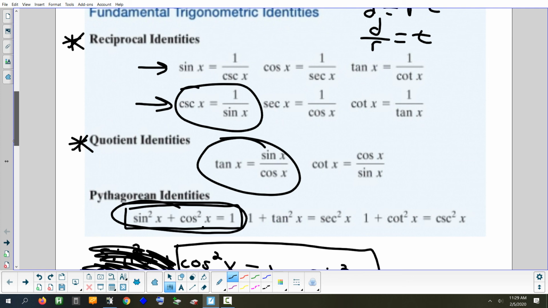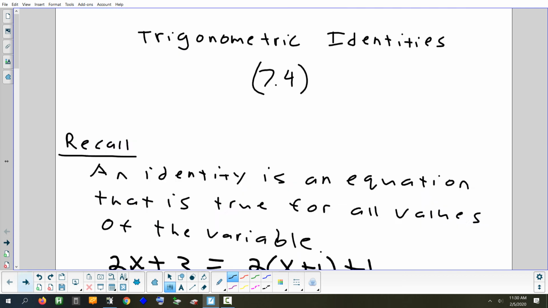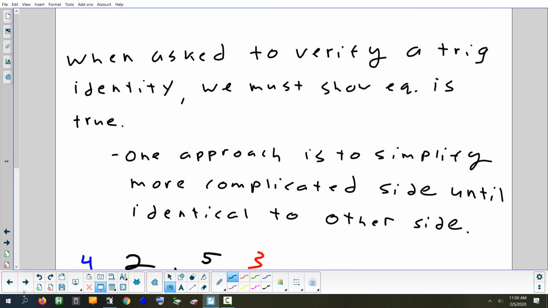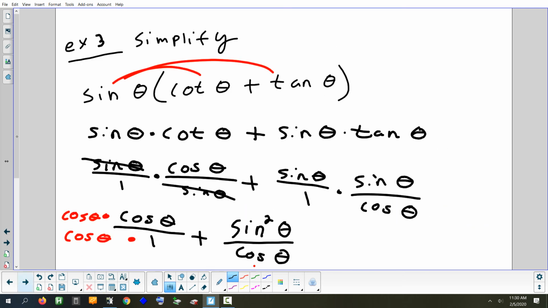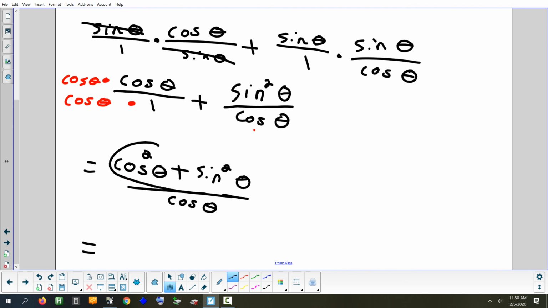This says sine squared plus cosine squared. That's the same thing as cosine squared plus sine squared. It's like 2 plus 1, 1 plus 2. Same thing. So cosine squared plus sine squared, what did you just say? It's equal to 1. So this entire numerator turns into the number 1. And lastly, what is 1 divided by cosine?